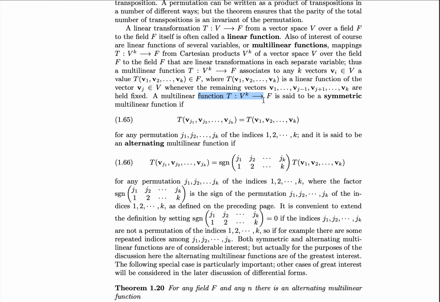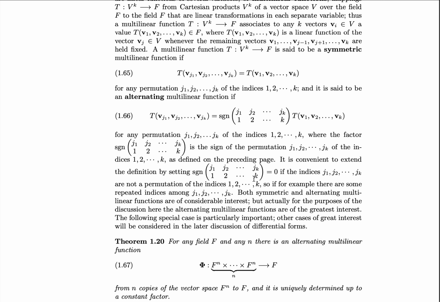A multilinear function t from V^k to F is said to be symmetric if, for any permutation j_1 to j_k of the indices, t(v_j1, ..., v_jk) equals t(v_1, ..., v_k). It is said to be an alternating multilinear function if t(v_j1, ..., v_jk) is equal to the multilinear map t(v_1, ..., v_k), up to a sign of (j_1, ..., j_k), for any permutation of the indices 1 up to k, where this sign term is just the sign of the permutation as we'd found before.